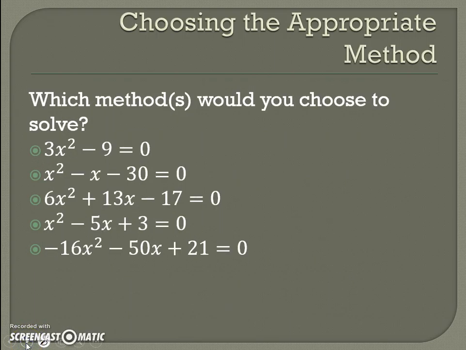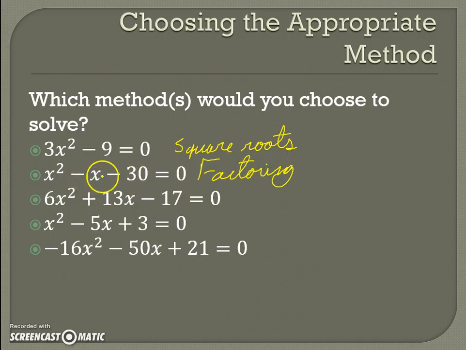So if I'm picking a method for each one of these different things, this first one, 3x squared minus 9, I would use square roots because there's no b term. For this one, I would use factoring because it can be factored easily. I need two factors of 30 that have a difference of negative 1. Well, how about negative 6 and 5? There, I did that with mental math very, very quickly.